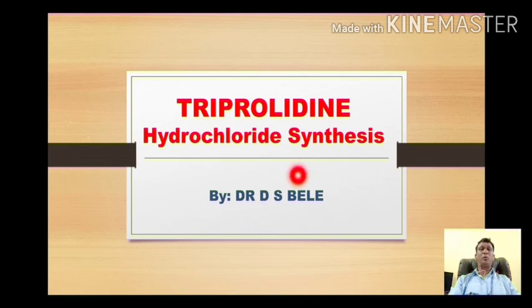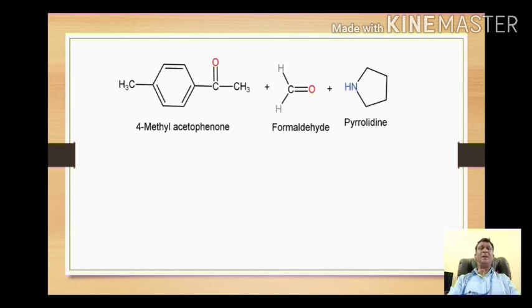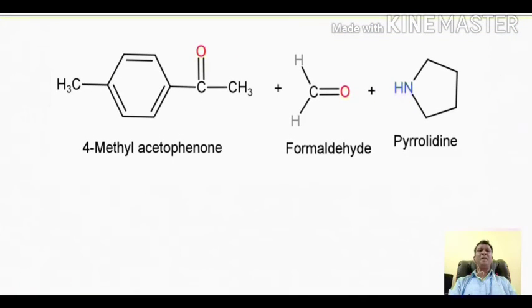Triptolidine hydrochloride. This drug belongs to the therapeutic category of antihistaminic drug. So let's see how this compound is synthesized. The starting material for the synthesis is these three starting materials.